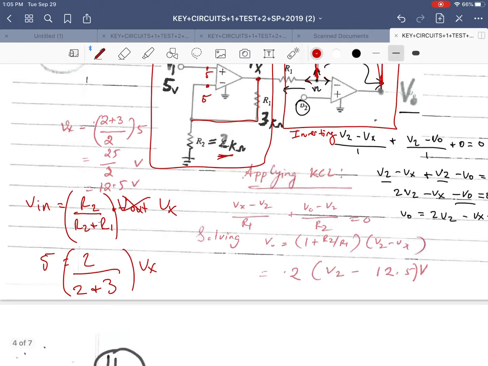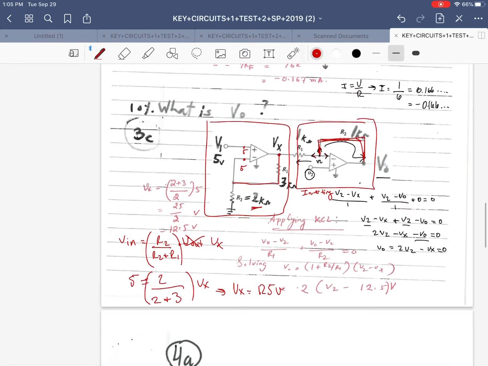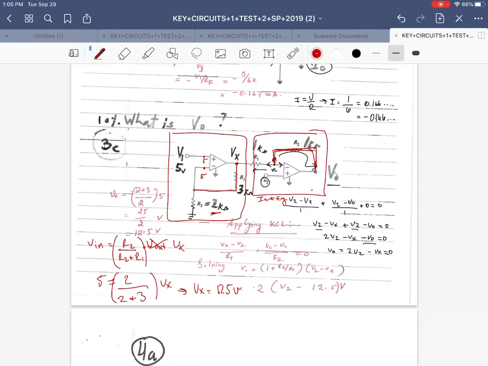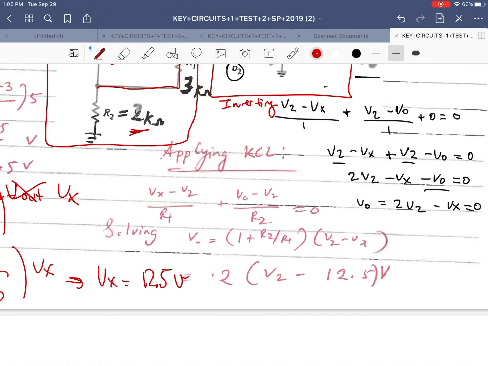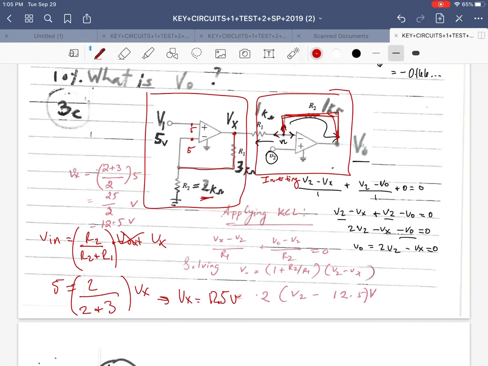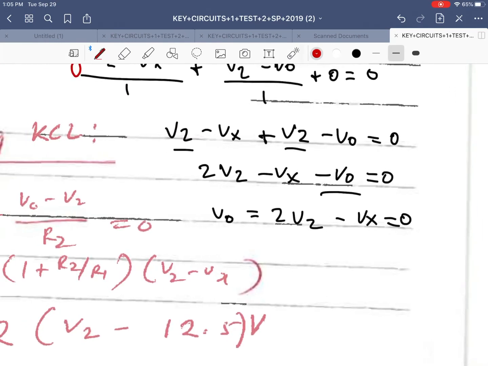Okay, and then solving for that, we can find that Vx is equal to 12.5, if you plug that into Mathway or anything like that. Okay, so now we have our Vx with a simple equation. Vx is equal to 12.5. Come back over here, plug it in.